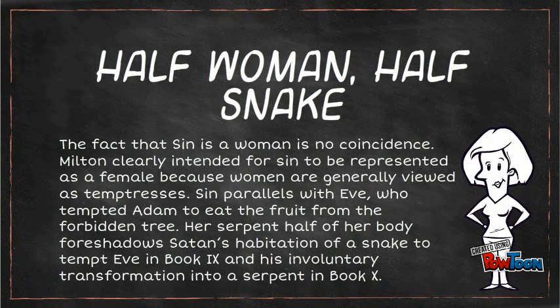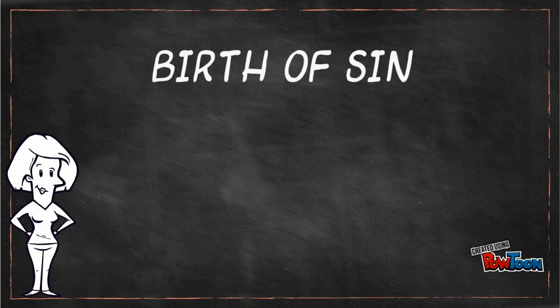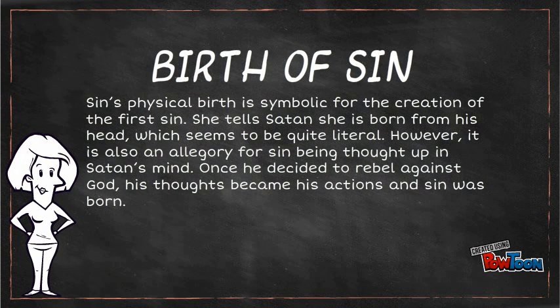The serpent half of her body foreshadows Satan's habitation of a snake to tempt Eve in Book 9 and his involuntary transformation into a serpent in Book 10. Sin's physical birth is symbolic for the creation of the first sin.